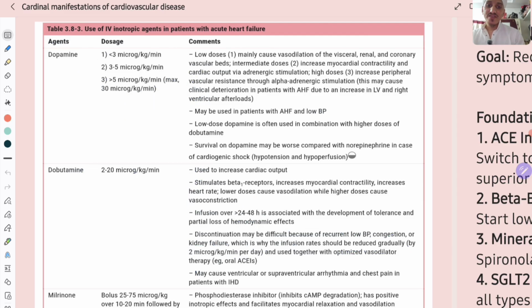So what important points should we take from here? We should use the intermediate dose. If you use it for more than 48 hours, it will lose some of its effect on the heart, and you should not abruptly discontinue the infusion. You should reduce the infusion gradually by 2 microgram per kg per minute per day. That is one thing, and you should keep in mind that inotropes can precipitate arrhythmias.